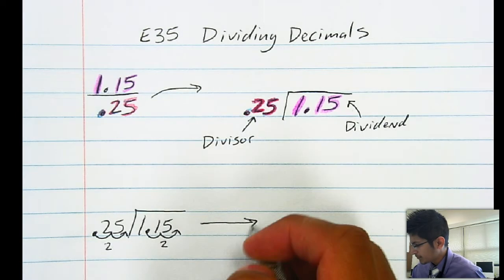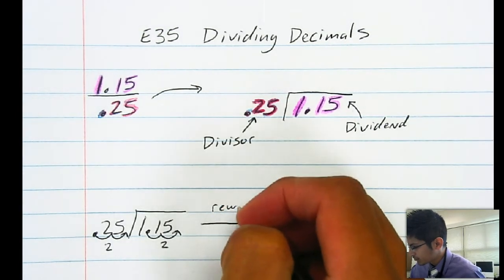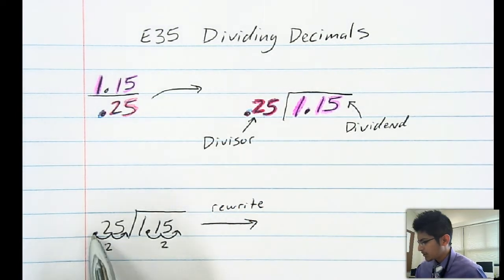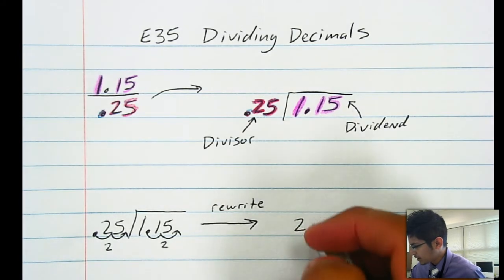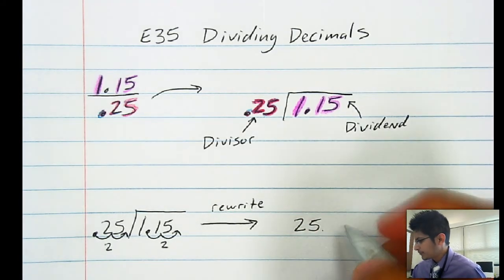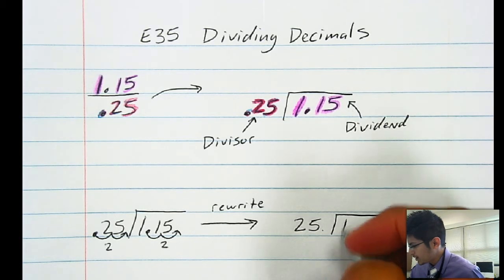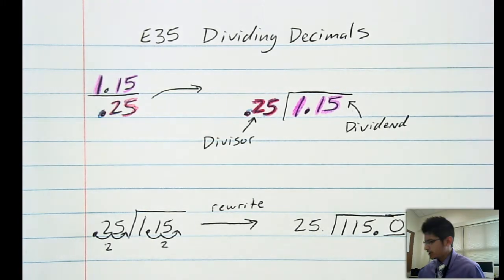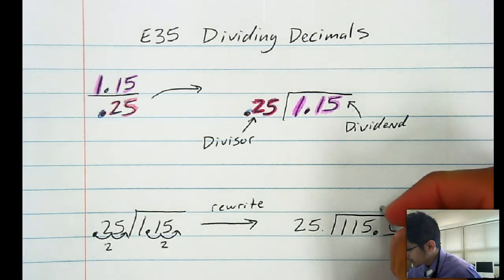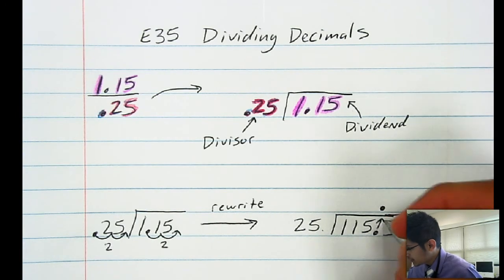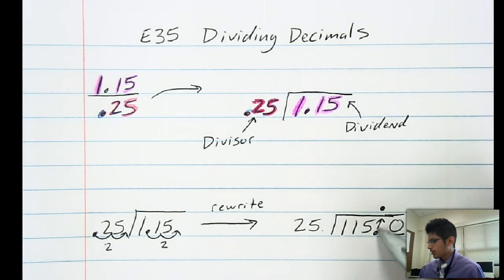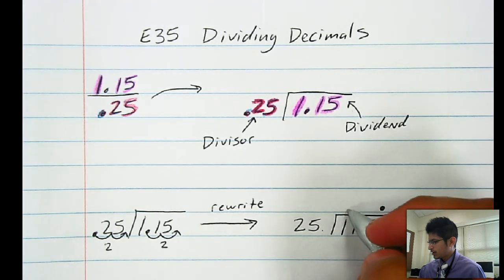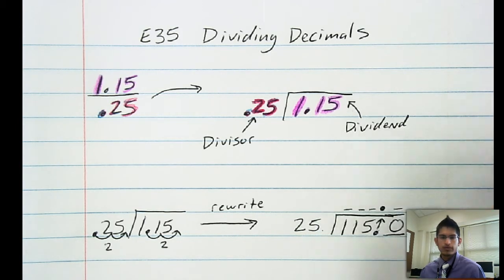So let me rewrite my problem. The first step is to always rewrite whenever you're doing decimals. So now I have 25 with the decimal, and then I'm going to have 115. The decimal point is now behind the 5. I'm going to add another 0 for when dividing. The last step to remember is you're going to want to put your decimal at the top of the answer, over here in your quotient. So wherever your decimal is, that's where your ones place is going to be. You need to put a digit here, here, here, and then a digit over here.